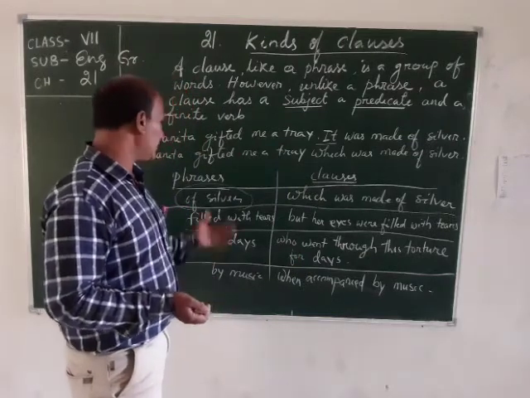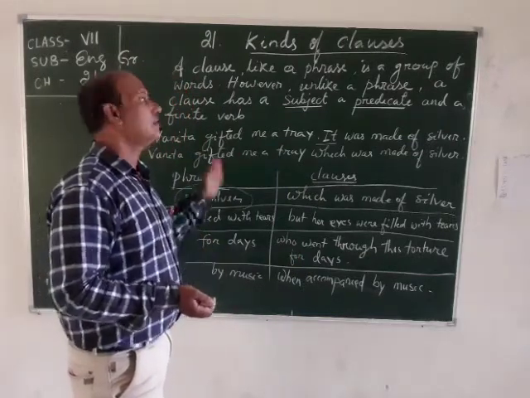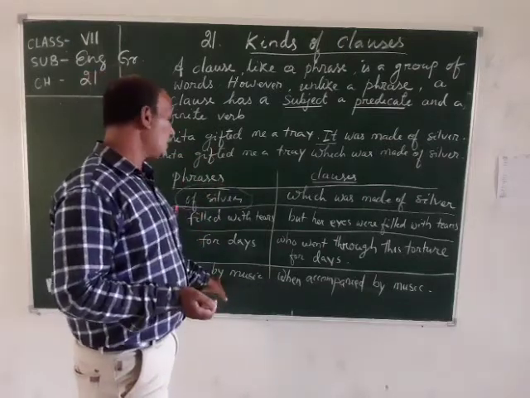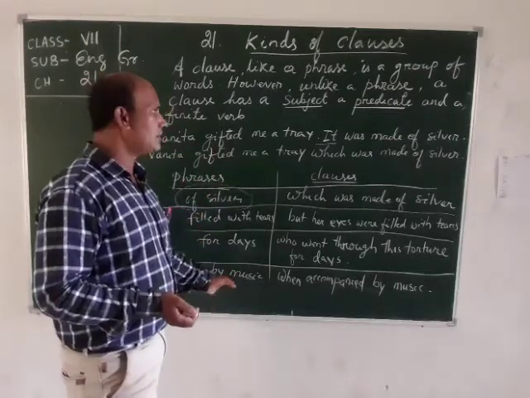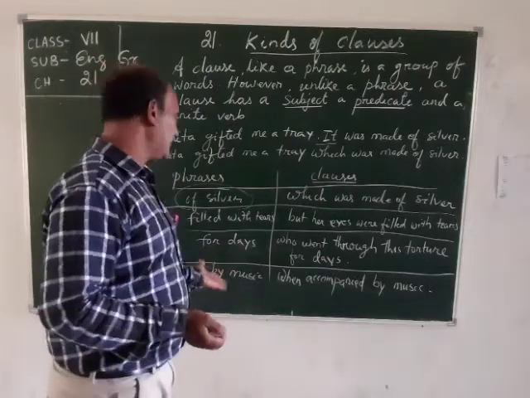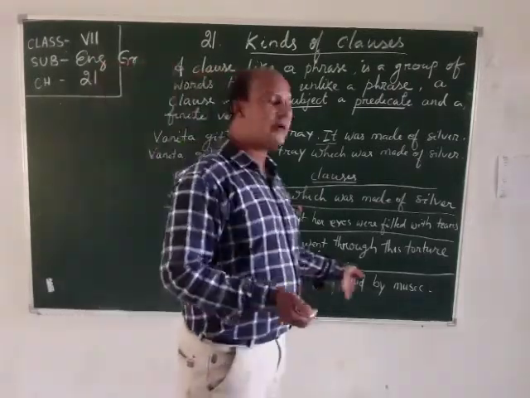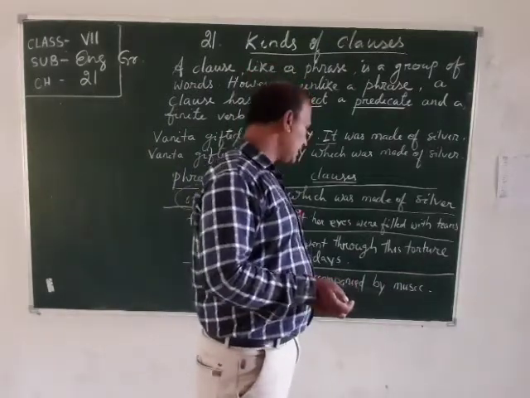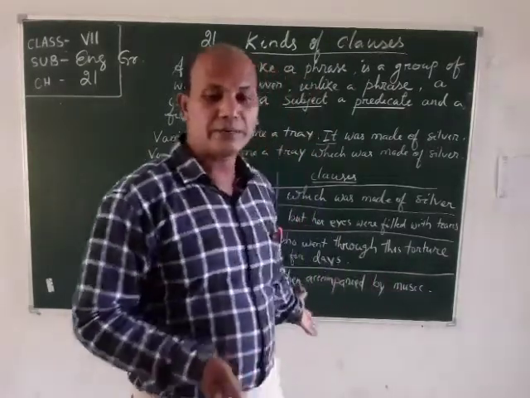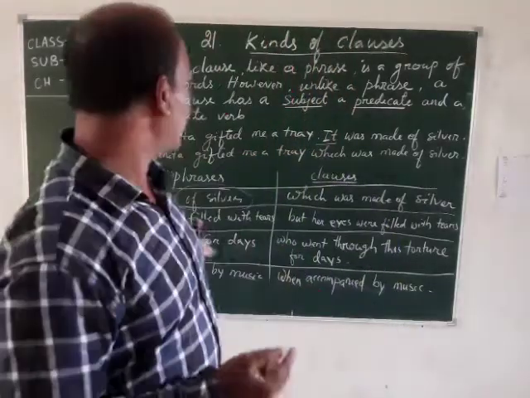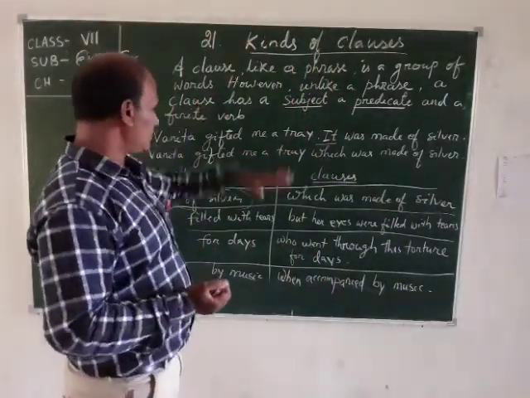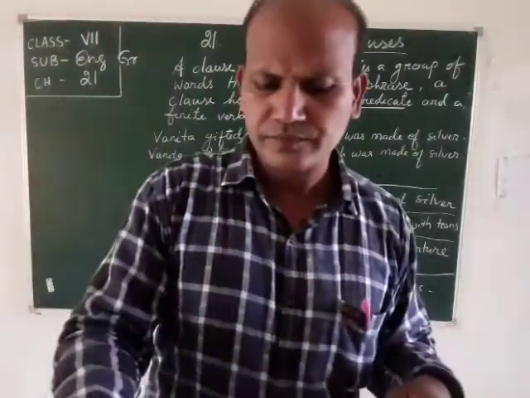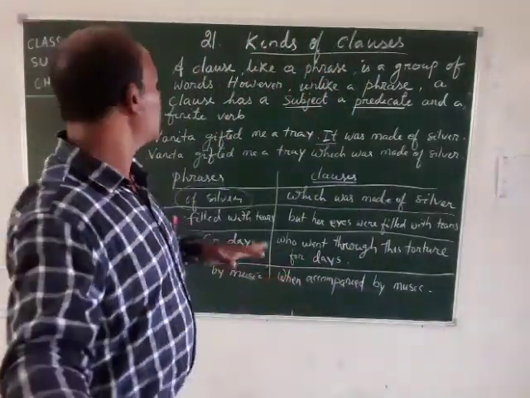A phrase has no subject, no finite verb, and no predicate part. But when it is accompanied by a subject, a finite verb, and a predicate part, I can say that it is a clause.